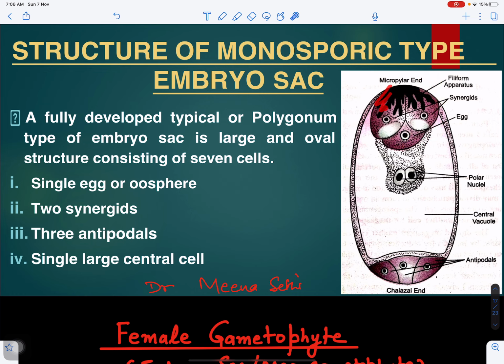And we can see here these finger-like projections. These are called the filiform apparatus. Now this part has 2 polar nuclei, and here we have 3 antipodal cells toward the chalazal end. And this is the large vacuole present in the embryo sac called the central vacuole. So we can say it has a single egg or oosphere, then 2 synergids, then 3 antipodal cells, and a single large central cell having 2 polar nuclei. So basically its arrangement is 3 plus 2 plus 3: 3 forming the egg apparatus, 2 forming polar nuclei, and 3 forming antipodal cells.